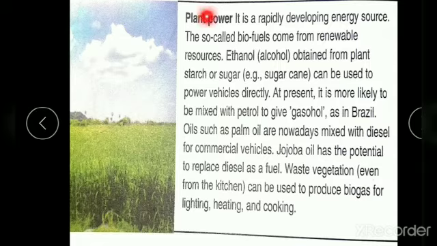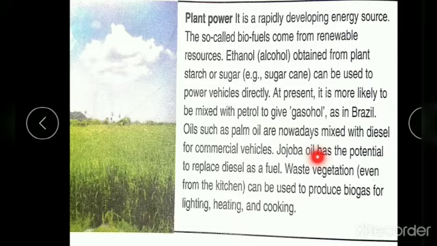Next we will see plant power. It is a rapidly developing energy source. The so-called biofuels come from renewable resources. The ethanol or alcohol obtained from plant starch or sugar can be used to power vehicles directly. At present, it is more likely to be mixed with petrol to give gasohol, as in Brazil. Oils such as palm oil are nowadays mixed with diesel for commercial vehicles.